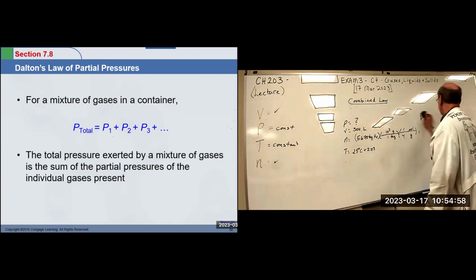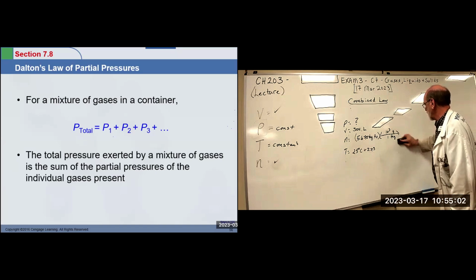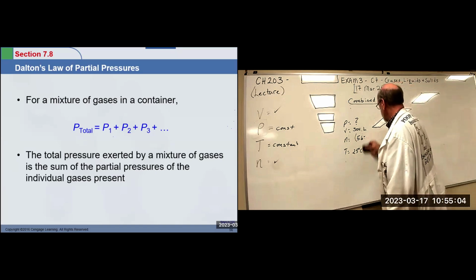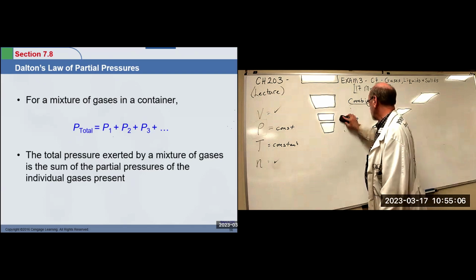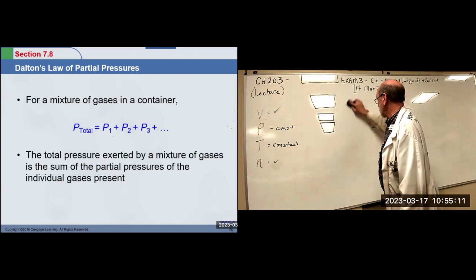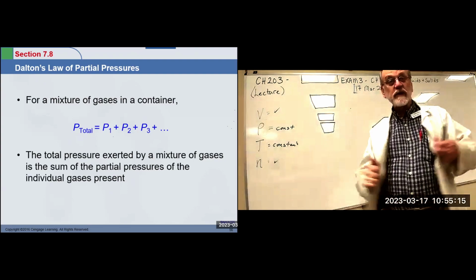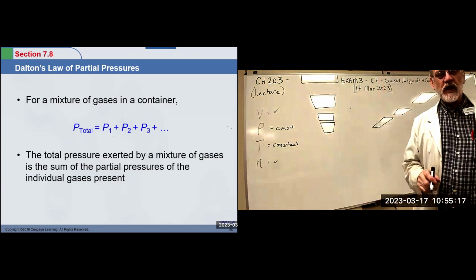More laws. Remember John Dalton? We talked about him early on with the atomic theory, Dalton's atomic theory. Well, that's not all he did. He worked with gases too. And he came up with this one, which is extremely useful. Dalton's law of partial pressure.